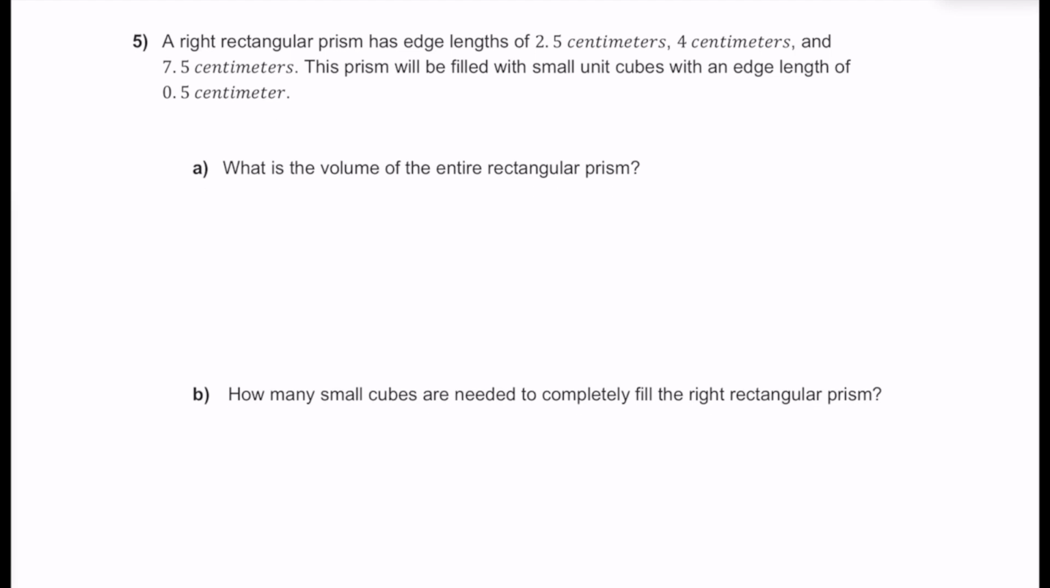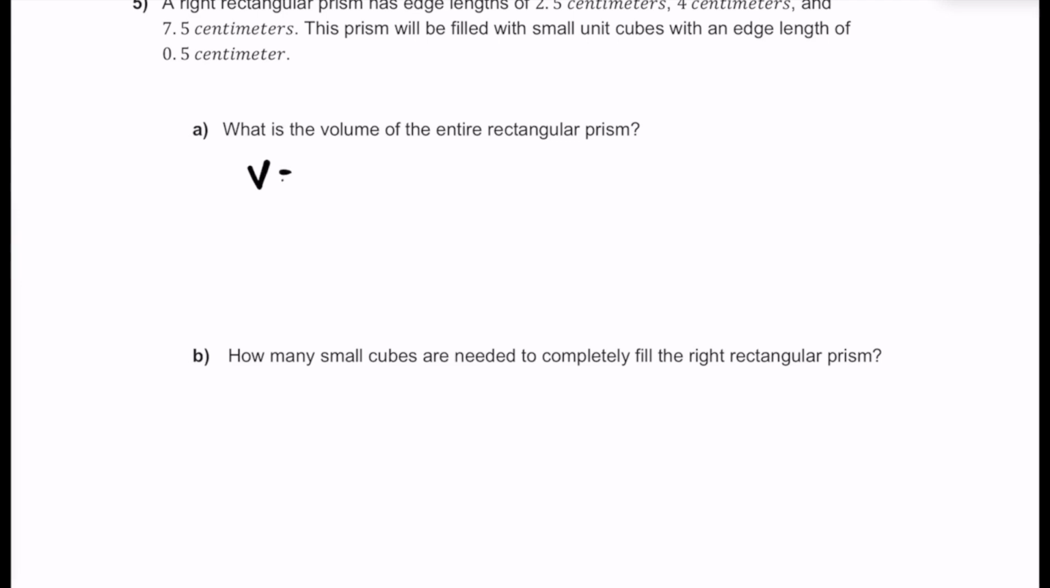All right, number 5, we have a right rectangular prism. It has 3 different edge lengths. This time we have decimals. We have 2.5, 4, and 7.5. The prism is going to be filled up with a bunch of these little cubes that are 1/2 centimeter each. So these are going to fit in quite nicely here. So let's go ahead and just start with finding the volume of the entire right rectangular prism.